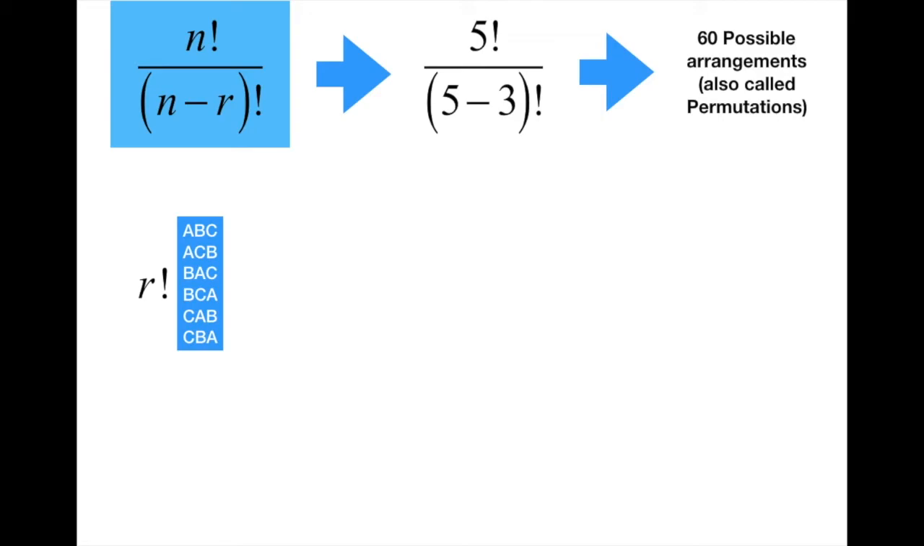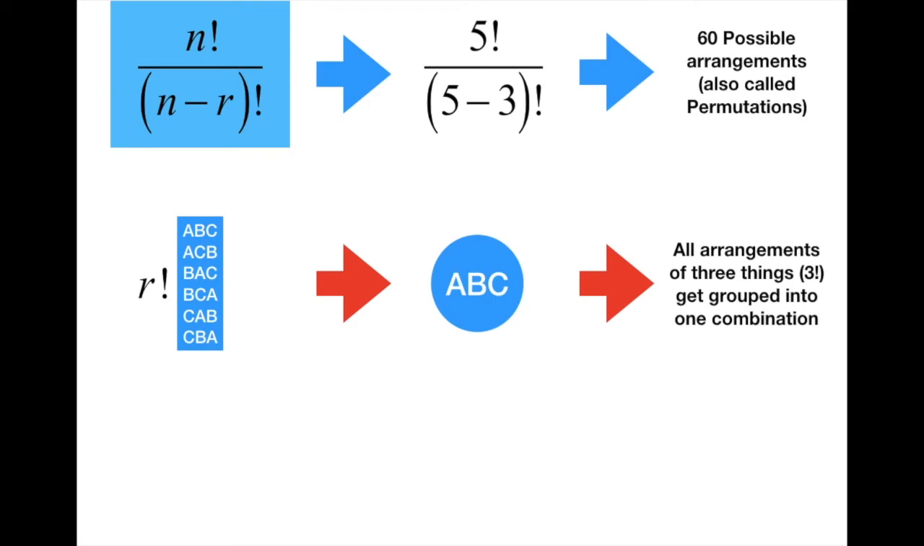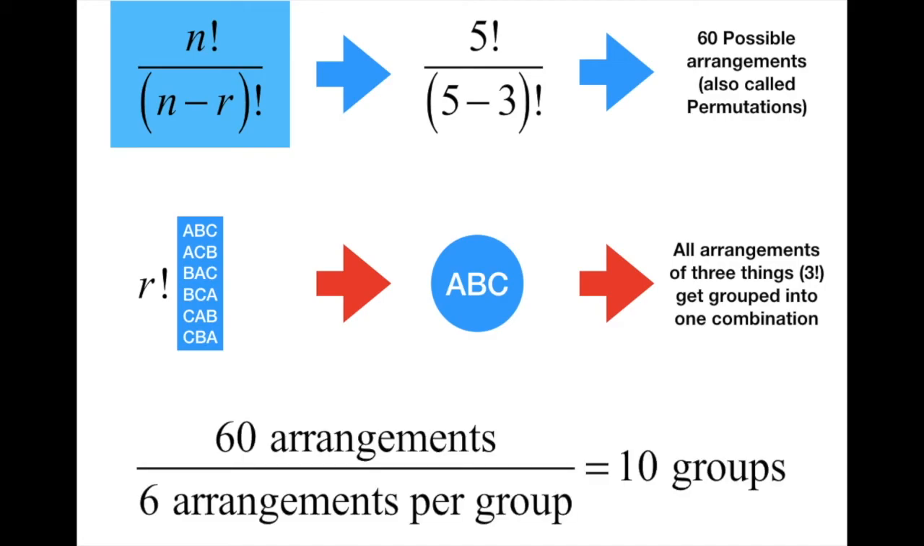Next, I tried to figure out how many different arrangements there were for 3 things, and that's given by r factorial. Since I had 3 stools, I would take 3 factorial to figure out how many ways I can arrange those 3 things. And we condensed that down into just one group or one combination, A, B, and C. And this gave us 3 factorial arrangements, or 6 arrangements. And we want to group those into one combination. So if I take the number of total arrangements and divide that by the number of arrangements per group, I ended up finding that there were 10 groups in total.